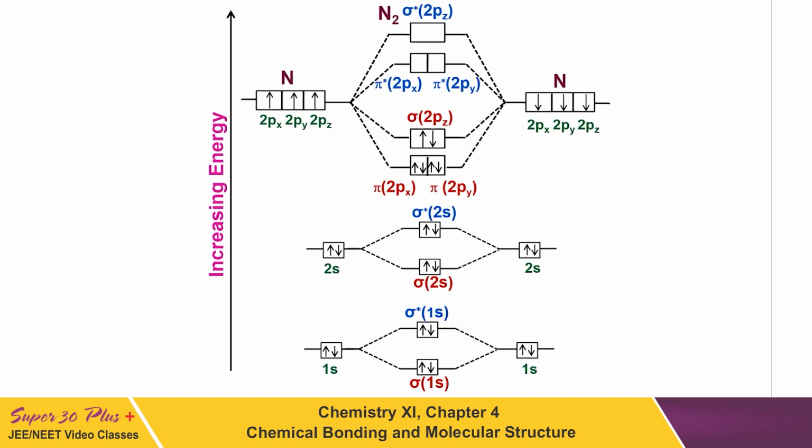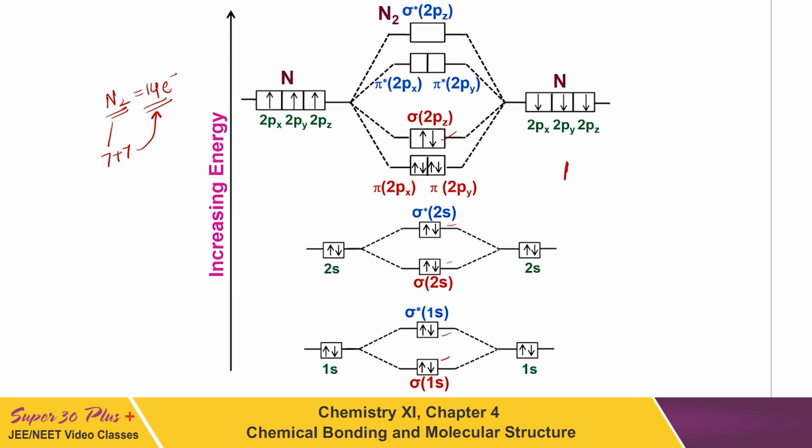Now this is the MO diagram of N2. If you draw it, how many electrons are there? In N2 there are 14 electrons altogether, 7 from each nitrogen. So it will be total 14. You see these 14 electrons are filled in this manner: 2 and 2, 4, 6, 8, then 4 electrons are here, 12, and 2 electrons are here.